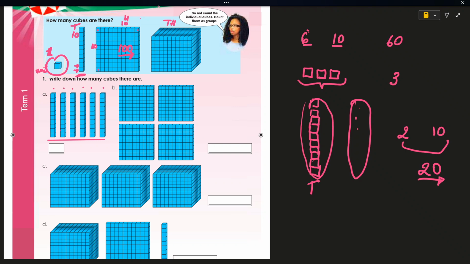So let's come back to this. What have we got here? We've got 10s, but how many of them? We've got 6 10s. Each one is 10. So how do we write it? 6 10s, we say we've got 60.